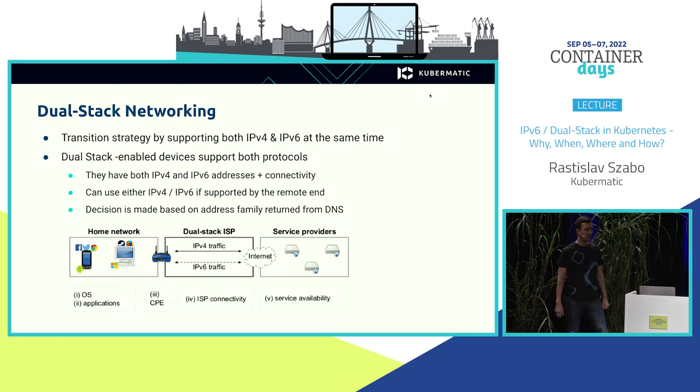And if we are talking about Kubernetes, then we are basically looking at the right side of this picture. So on the right side, we have service providers that can potentially run on Kubernetes. If we enable dual stack there, then we have the right side of this picture solved.